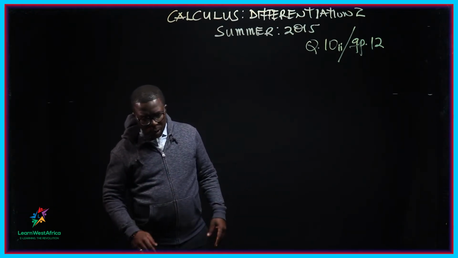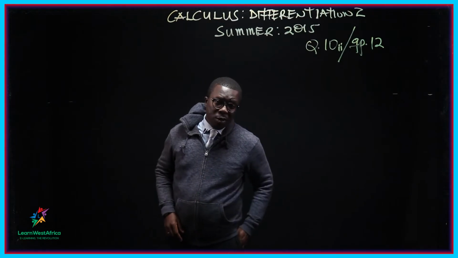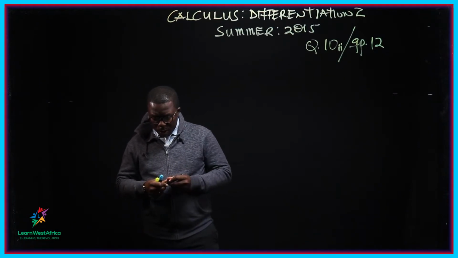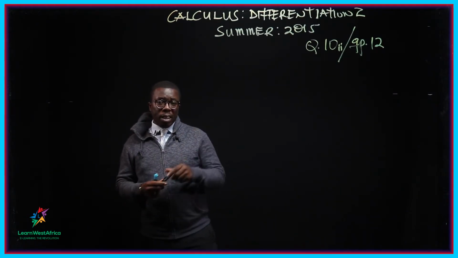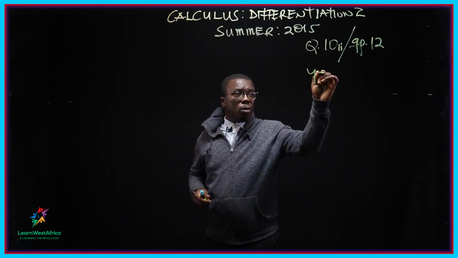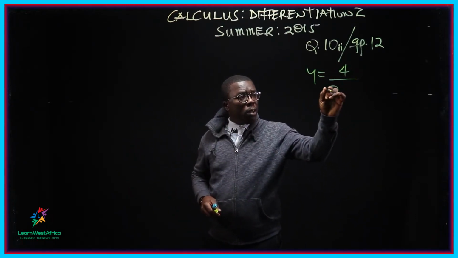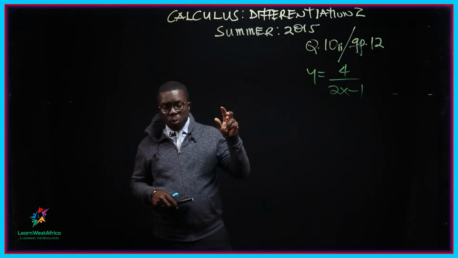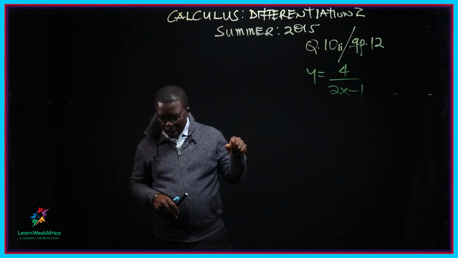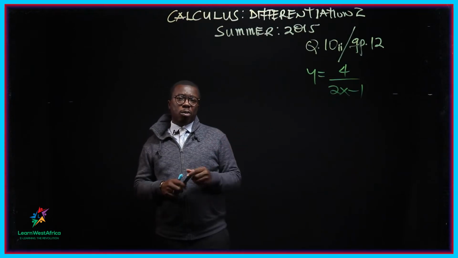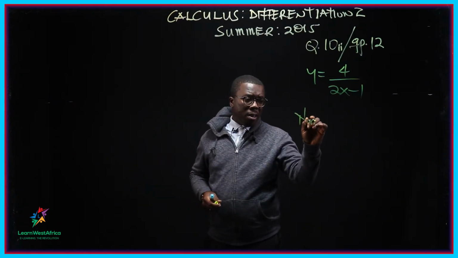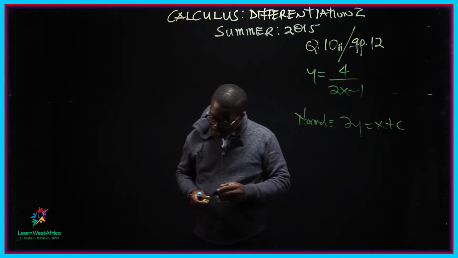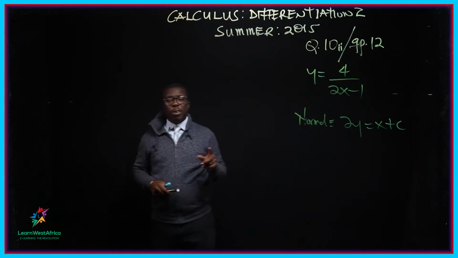So we were given the equation of the curve, right? The equation of the curve, as we know, was y is equal to 4 over 2x minus 1. So this is the equation of the curve of the problem. And we're saying that the line 2y equals x plus c is a normal to the curve, and we want to find the possible values of the constant c. So this line, the normal, is given by 2y is equal to x plus c. We want to find the possible values of the constant c.